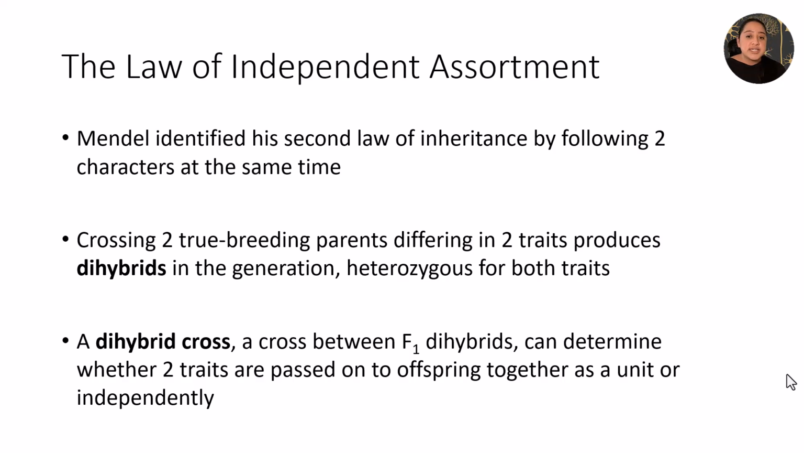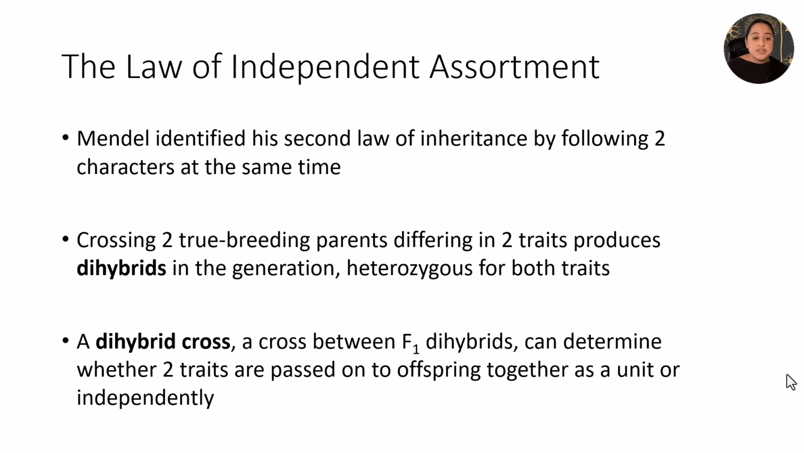And so he did have a lot of curiosity, because then he was like, what if I study two characters at a time? If I look at, for example, flower color and pea color, or pea color and pea smoothness. So he identified a second law of inheritance by doing this. And so this was called the law of independent assortment.